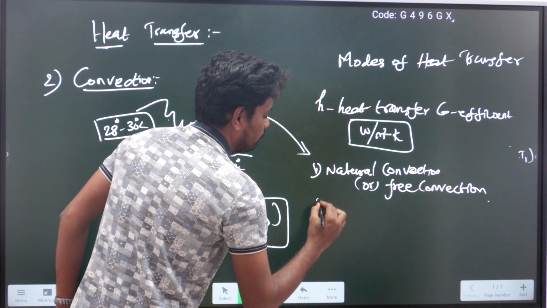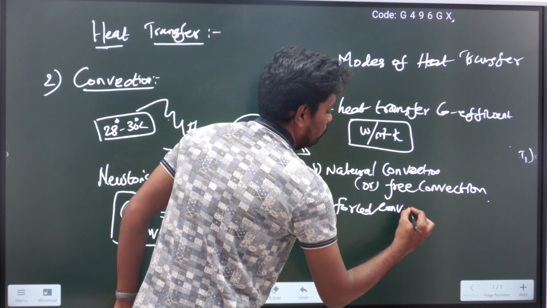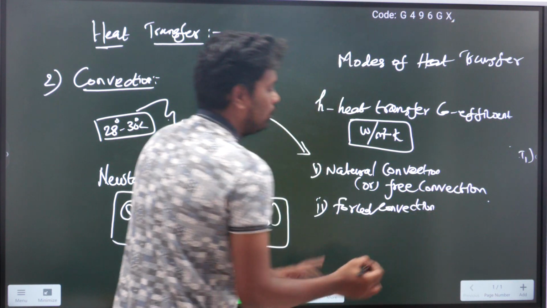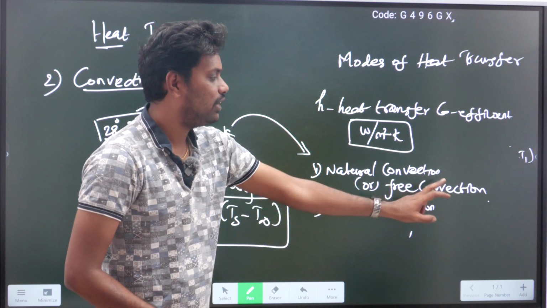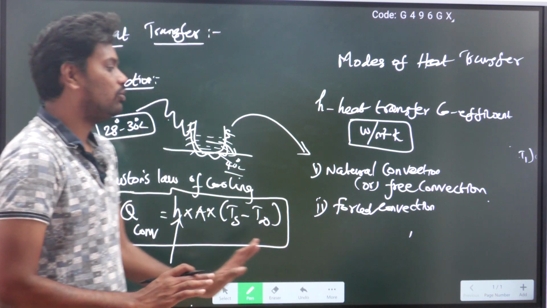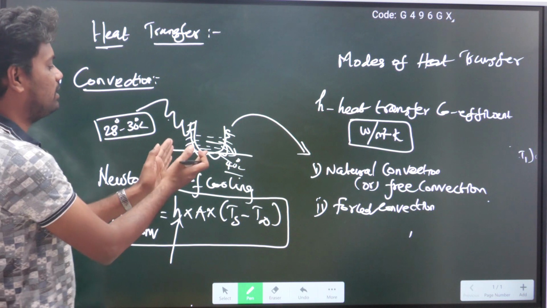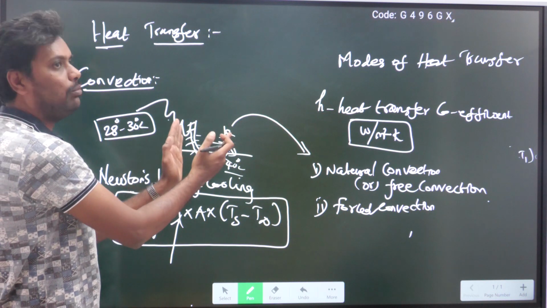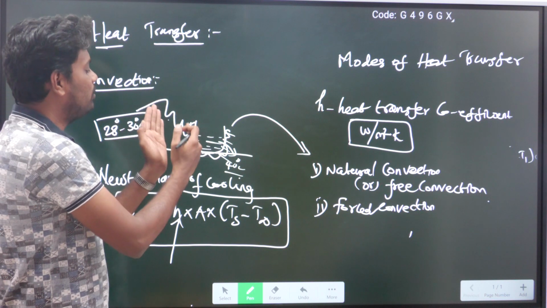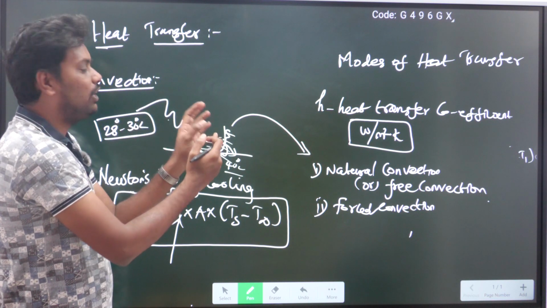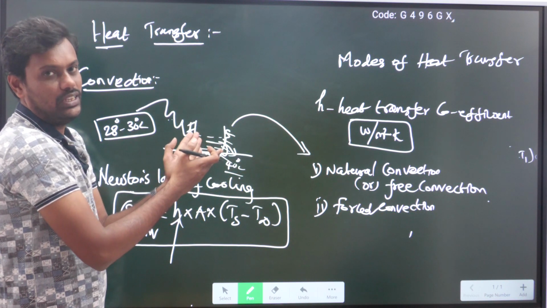Second one is forced convection. There are two types of convection: one is natural convection or free convection, another one is forced convection. Natural convection is just heat transfer that takes place without any external aids. Suppose I keep a teacup in the atmosphere. The atmospheric air comes naturally and flows over the surface of the teacup and extracts the heat from it. That is called natural convection.